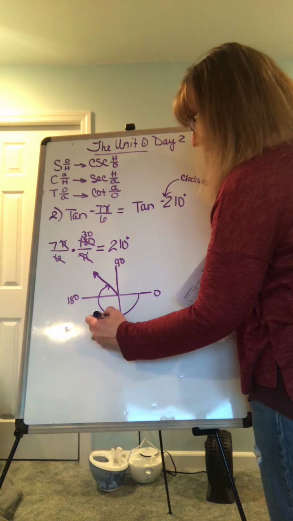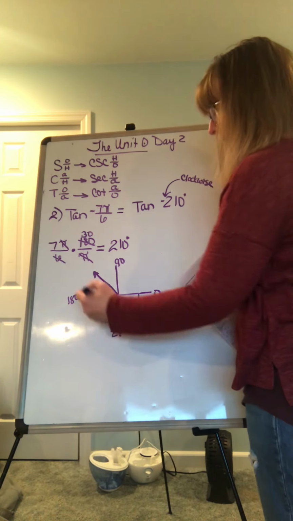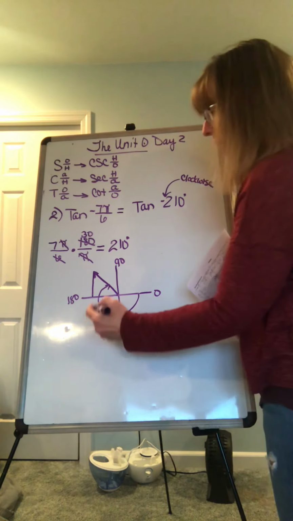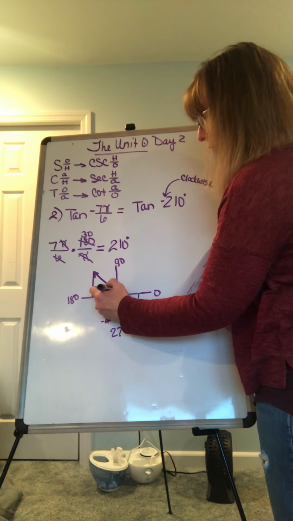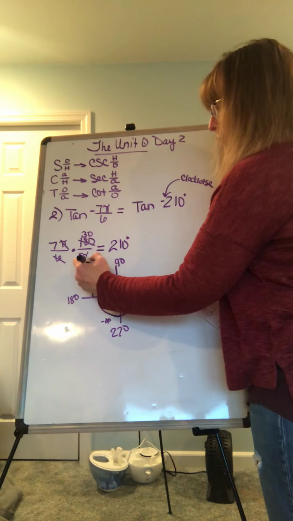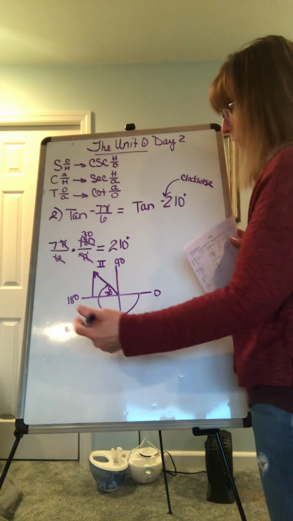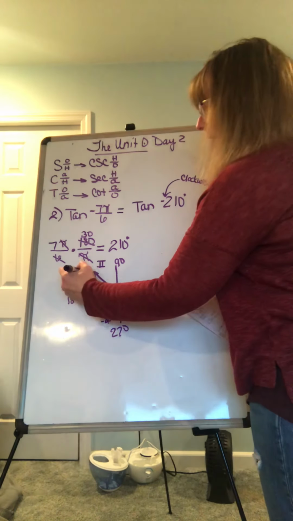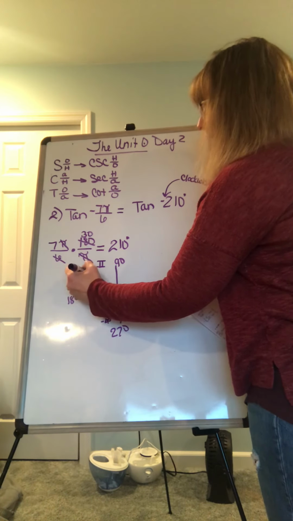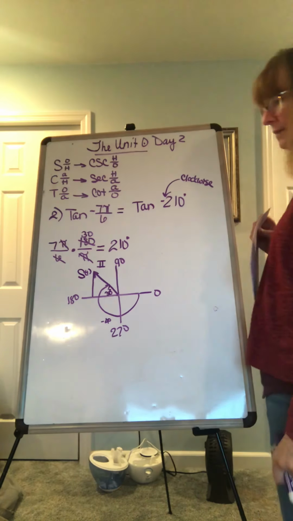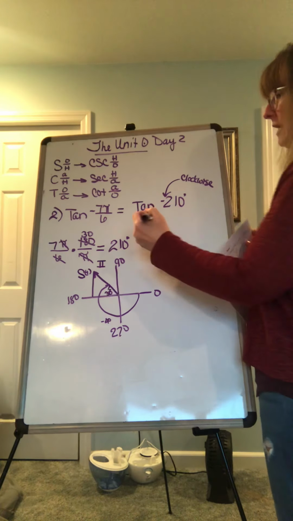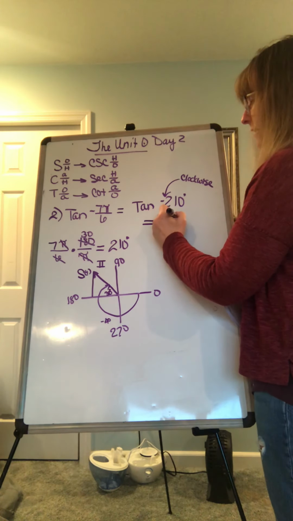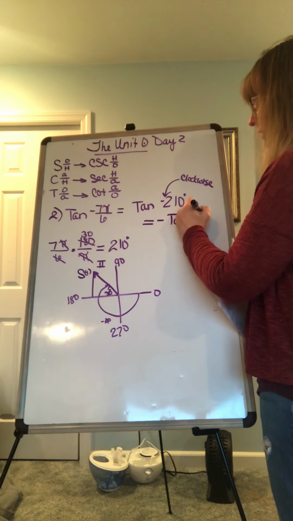So if this is my negative 210, what's my reference angle? Well, how far beyond 180 is 210? That would be a 30-degree reference angle in quadrant 2. Now, in quadrant 2, if we go back to all students take calculus, this is sine's quadrant. Sine and cosecant would be positive. That means tangent is going to be negative. This is now going to be equal to the negative tangent of 30 degrees.